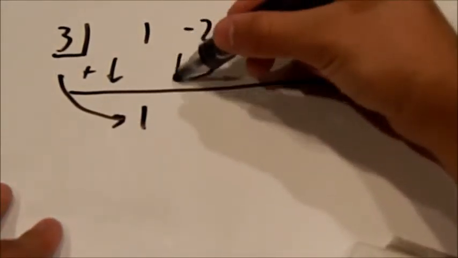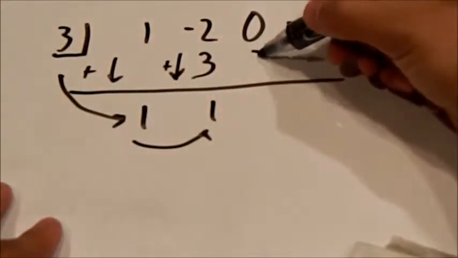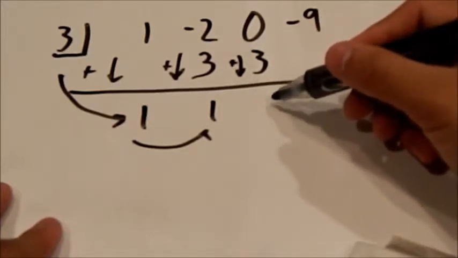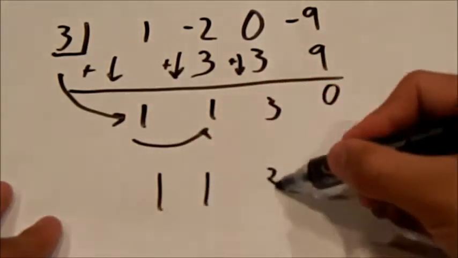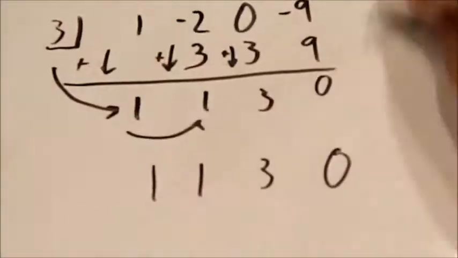Now you take this bottom value, multiply it by the factor you need, 3 in this case, to get the number for the next addition. So you have 1 times 3 is 3. Then you add negative 2 plus 3. You end up with 1 again. Multiply 3 by the 1. Go back up and you have 3. 0 plus 3 is 3. Lastly, 3 times 3 is 9, and negative 9 plus 9 is 0. So now you're left with 1, 1, 3, and 0.